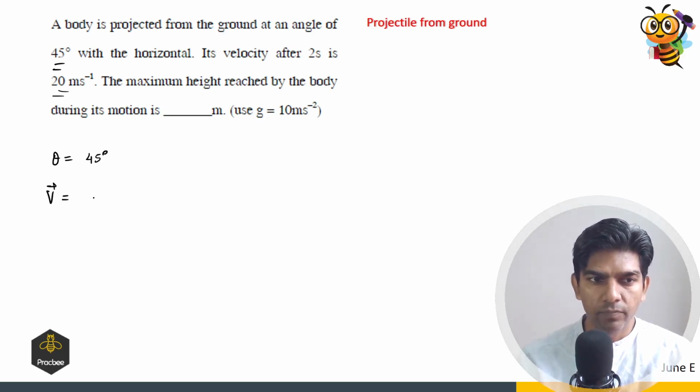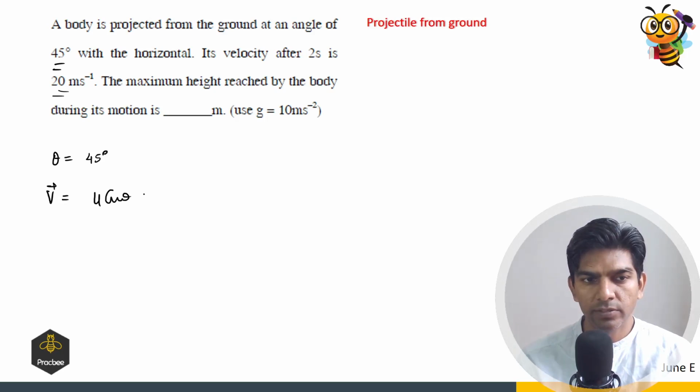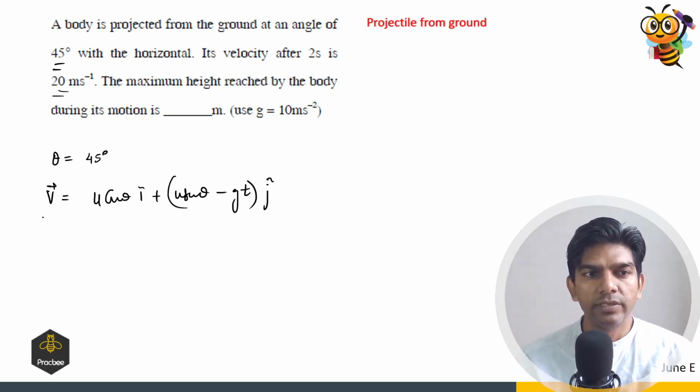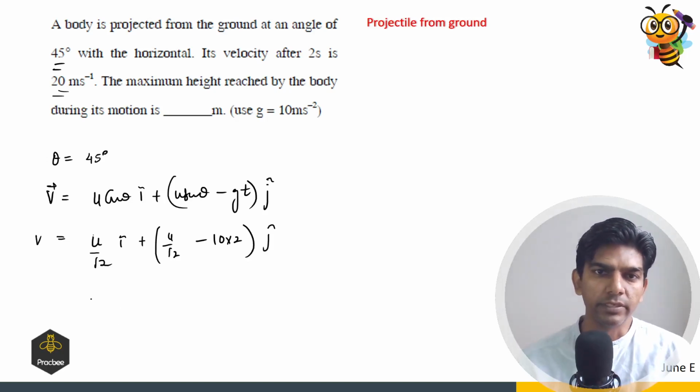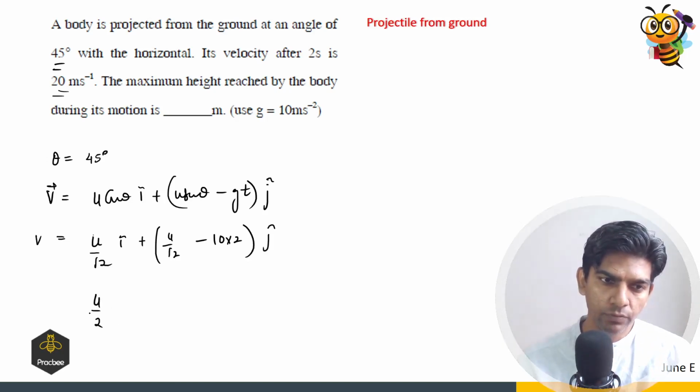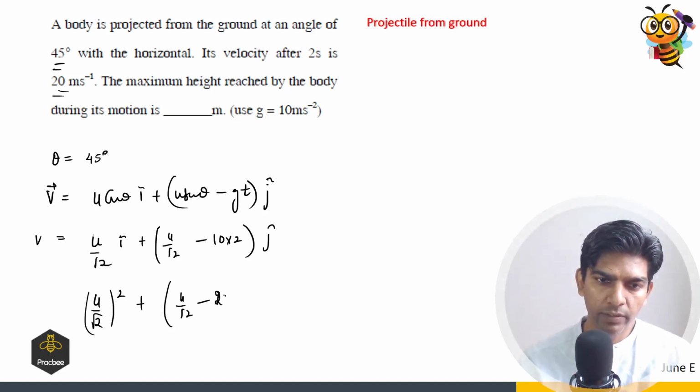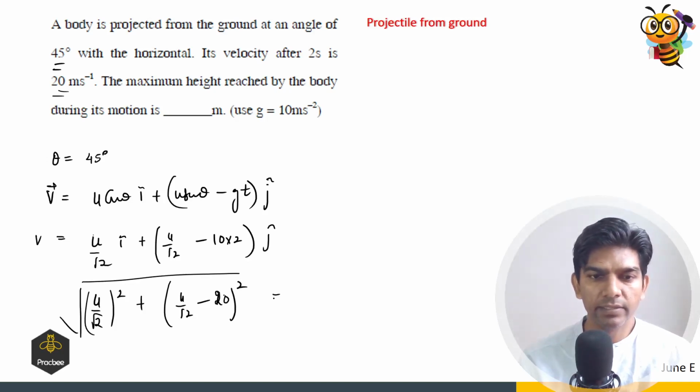So V is u cos theta i cap plus u sine theta minus gt j cap, right? So velocity is given as 20. So it will be u by root 2 i cap plus u by root 2 minus 10 times 2 j cap. Now its magnitude is given as 20 meters per second. So u by root 2 square plus u by root 2 minus 20 square, root of that is given as 20.